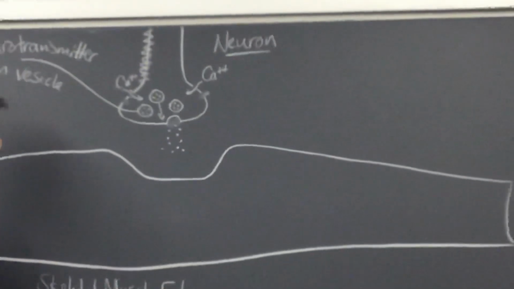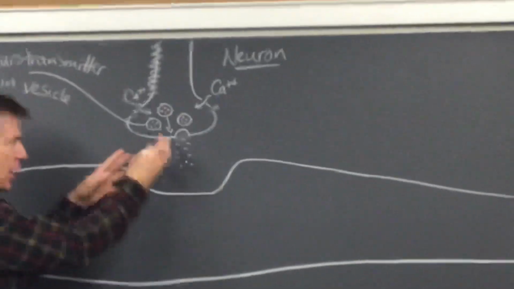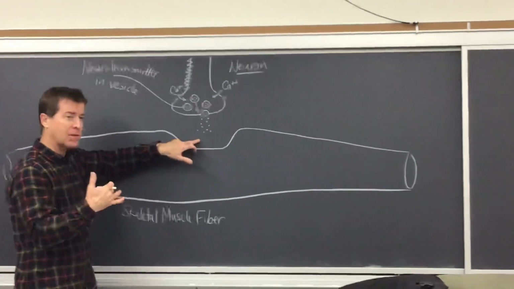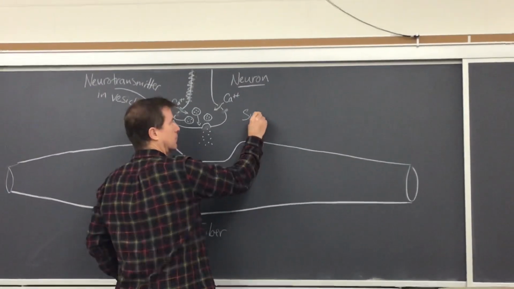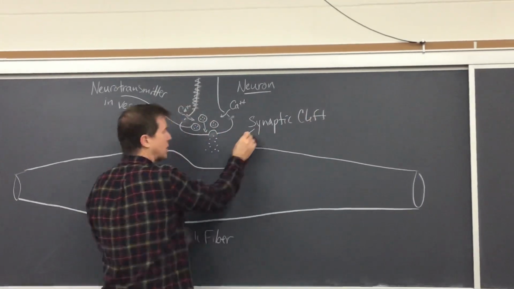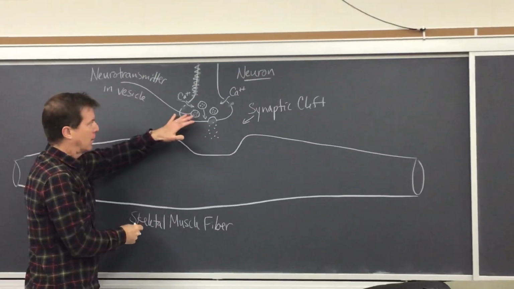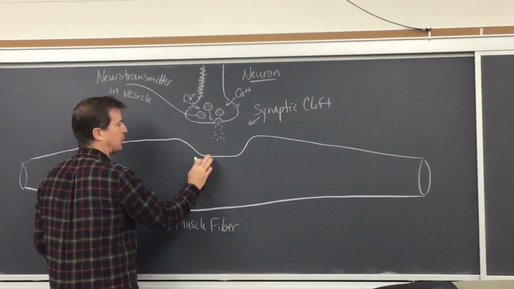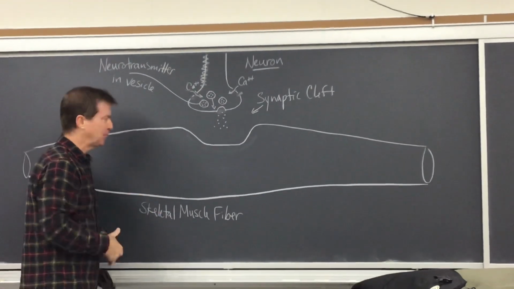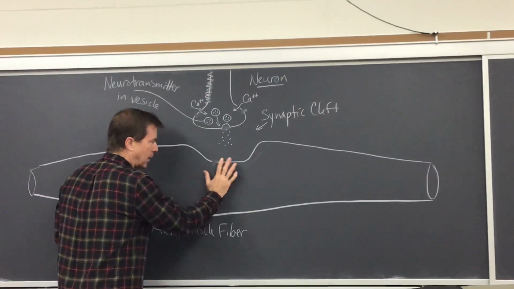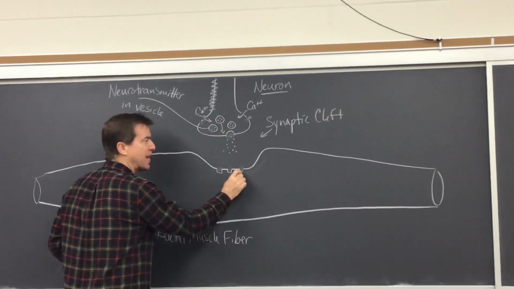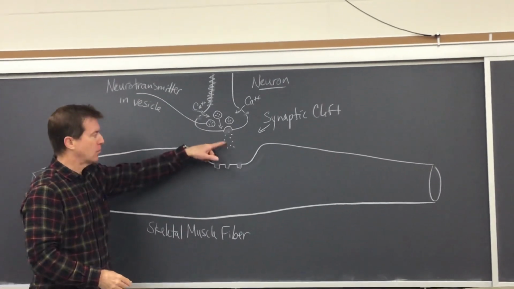Diffuses means it requires no energy. It's just chemical going from a higher concentration to a lower concentration. So we have diffusion of neurotransmitter across the synaptic cleft. Remember, the synaptic cleft is just this space created by the neuron and the muscle fiber cell. This indented portion of the muscle fiber is called the motor end plate. And there are receptors on the motor end plate that receive this neurotransmitter.